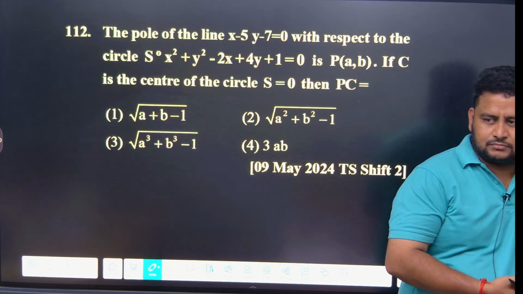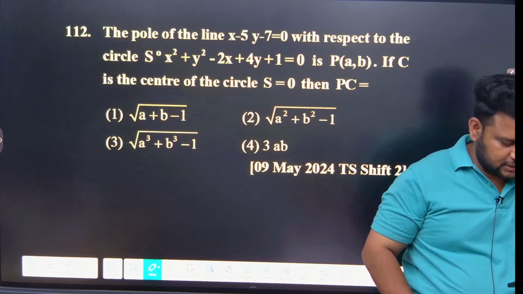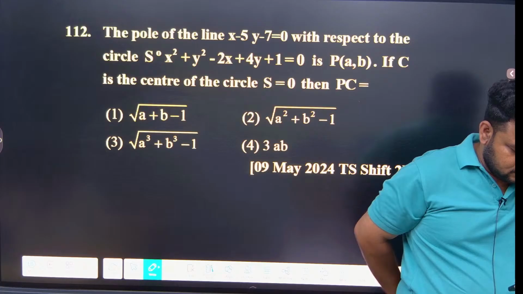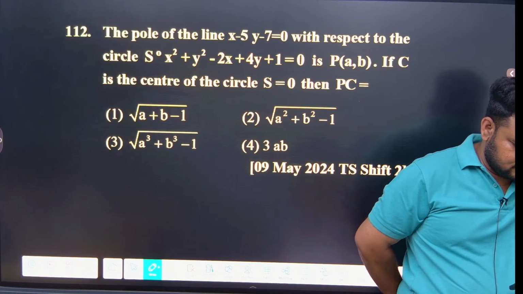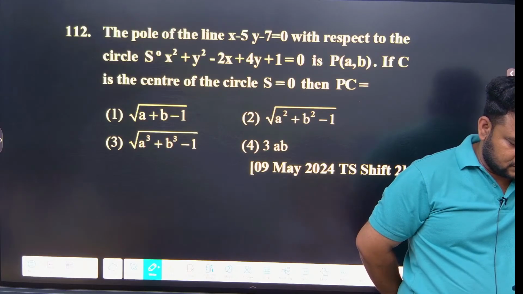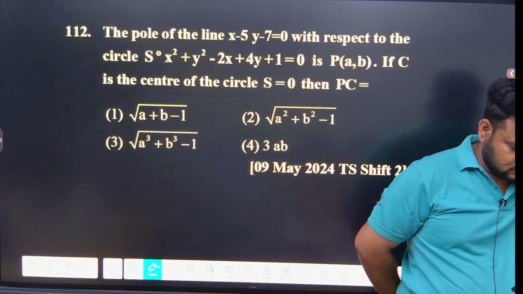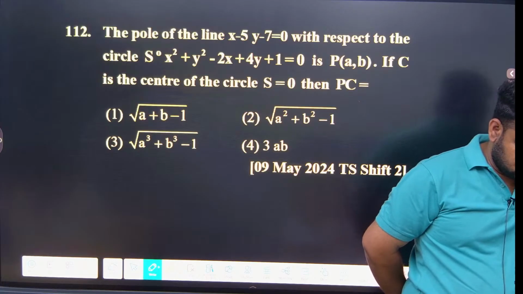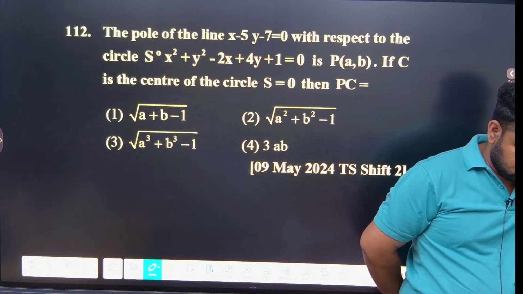Please read the question. Harsha, read the question loudly. The pole of the line x minus 5y minus 7 equal to 0 with respect to the circle S equal to x square plus y square minus 2x plus 4y plus 1 equal to 0 is P(a, b). If C is the center of the circle S equal to 0, then BC.